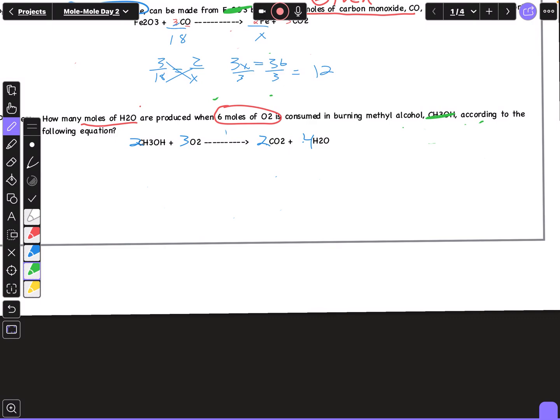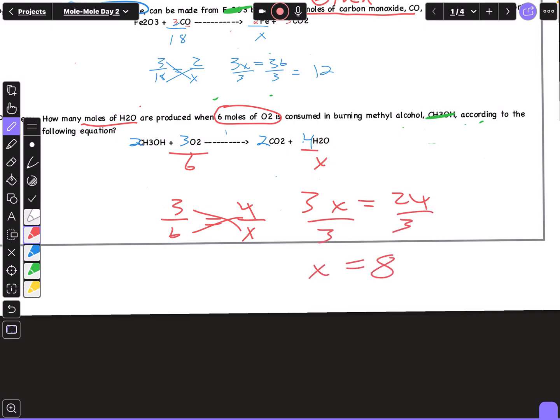And again, I'm given 6 moles of O2. I put that underneath the O2. I'm looking for moles of H2O, so I put an X underneath H2O, and I set up a proportion. 3 over 6 equals 4 over X. Solve for X, which is going to give me moles of H2O. 3X equals 24, divided by 3. X is going to be equal to 8 moles of H2O.